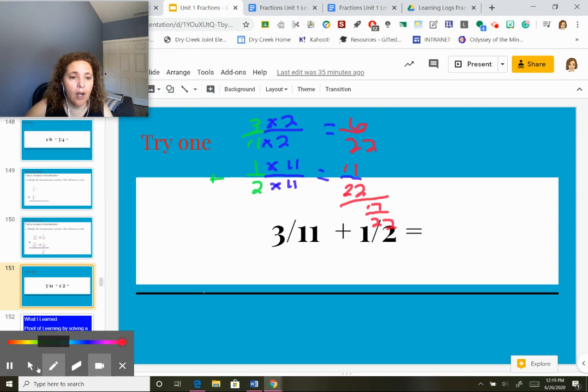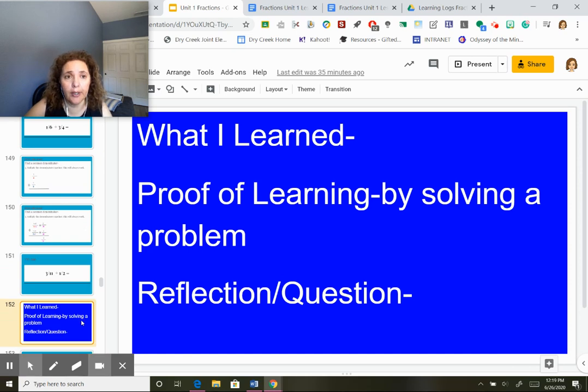Okay. All right. So what did you learn today? Today's lesson is a huge one. Learning how to add with uncommon denominators. That's our big standard in 5th grade, and we're going to be using that a lot, okay? So proof of learning, do a problem, and then any reflection or questions you still have. So this one's a biggie.